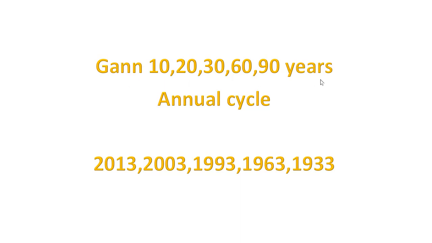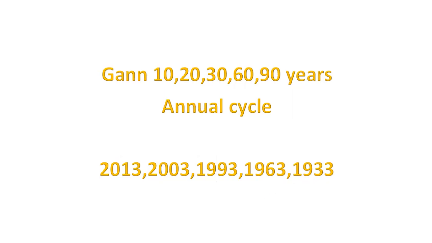As I understand the Gann pattern, to calculate the annual cycle we use this year. We are looking for similarities with next year and the year 10 years ago, 2013, 20 years ago, 2003, and so on till 90 years ago, 1933. Okay, let's do this.